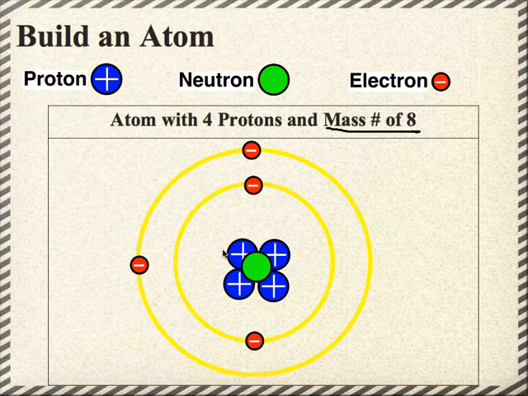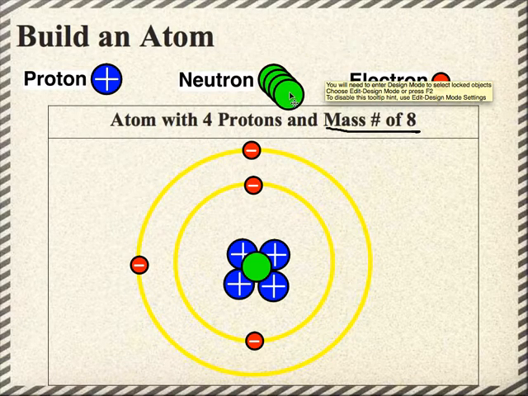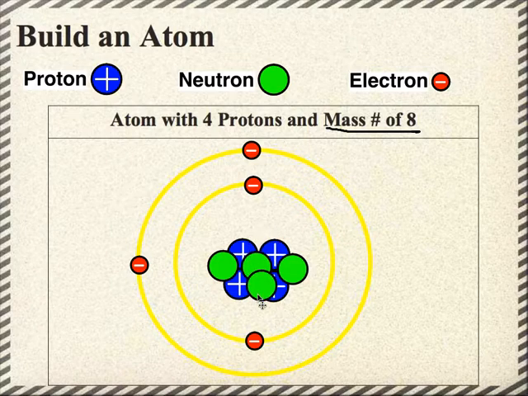So I'm going to come over here, grab 4. I'll make another one. 2, 3, and 4. There you go. All right. So now I have, if I count, 1, 2, 3, 4, 5, 6, 7, 8 items in my nucleus, which is correct with the mass number of 8. And that is how I would build an atom. Okay, this is the correct way to make an atom with 4 protons. All right, so hopefully you drew that out. This is the correct drawing.